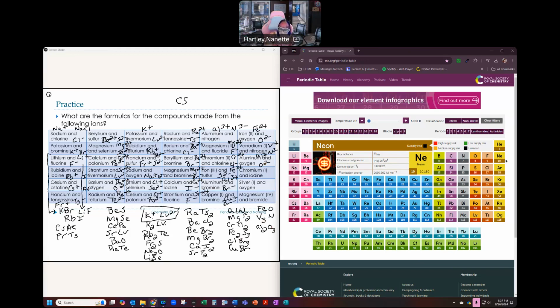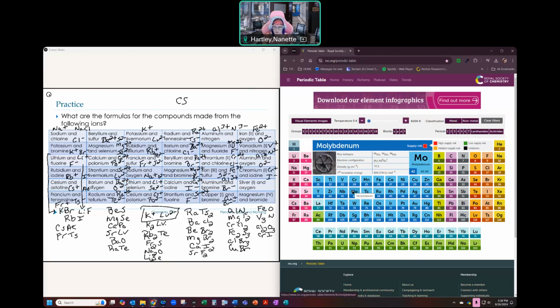Chromium and iodine. Remember, chromium was this one right here. So he's Cr, and he's a +1 because he says 1 right there. So Cr+, and iodine is I-. So that's CrI, because I need 1 of each.